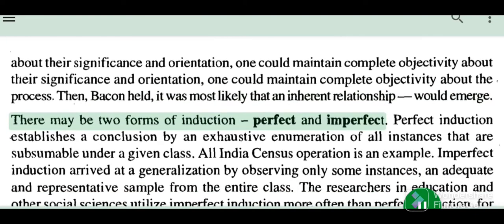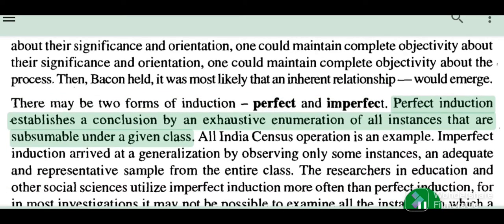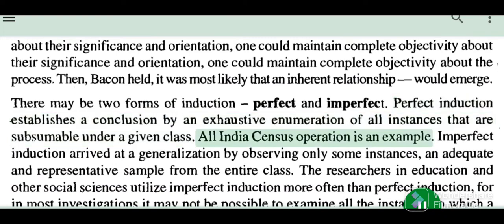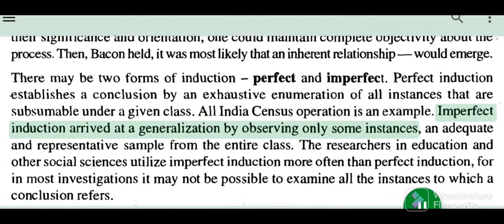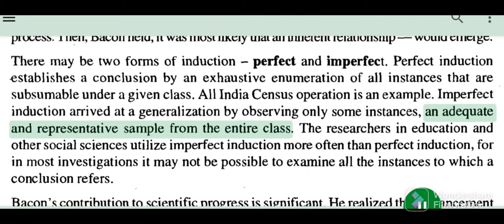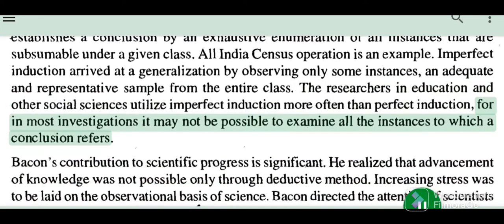There may be two forms of induction, perfect and imperfect. Perfect induction establishes a conclusion by an exhaustive enumeration of all instances that are subsumable under a given class. The All India census operation is an example. Imperfect induction arrives at a generalization by observing only some instances, an adequate and representative sample from the entire class. Researchers in education and other social sciences utilize imperfect induction more often than perfect induction, for in most investigations it may not be possible to examine all the instances to which a conclusion refers.